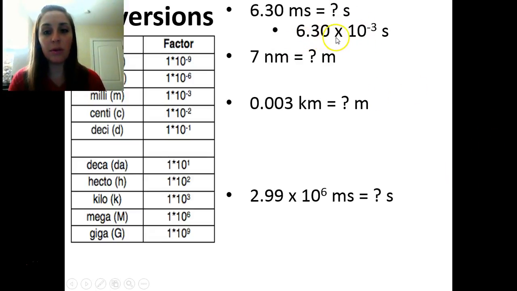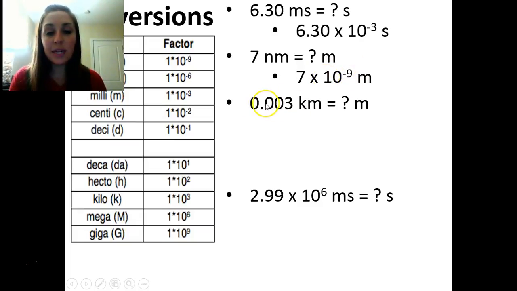So this is 6.3 times 10 to the negative 3 seconds. 7 nanometers turns into 7 times 10 to the negative 9th meters. 10 to the negative 9th literally means nano. This one gets a little odd, so let's see how you did.